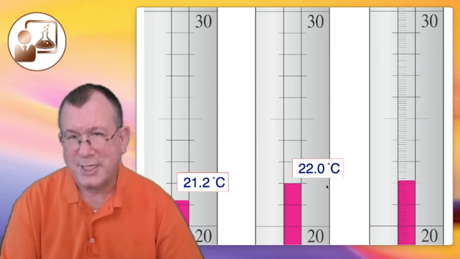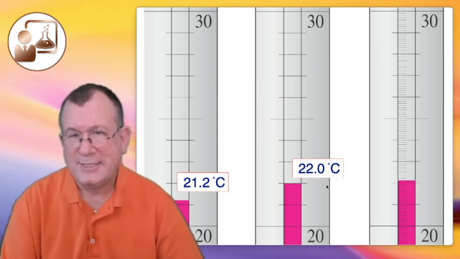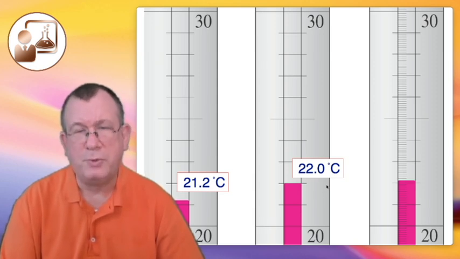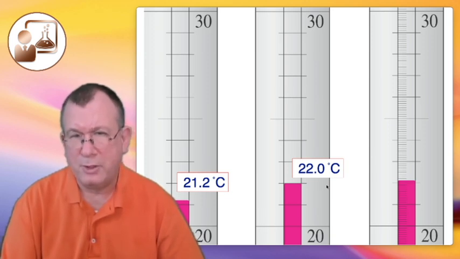All right, the next one, I got more graduations. I have smaller marks, like 1/10 of a mark. Now on that one, I can see that it's at least 22. It's more than 22.1, but it's not 22.2. What would you put? On a test, what would you put? In the laboratory, what would you put in your notebook?